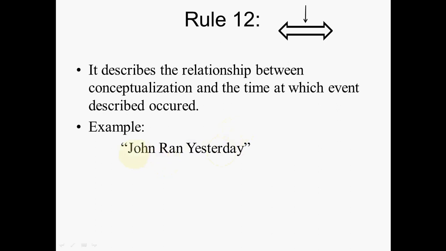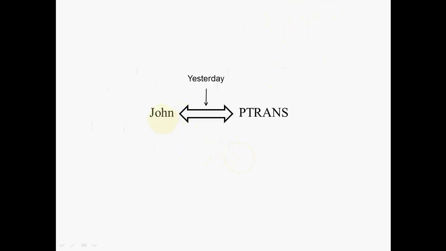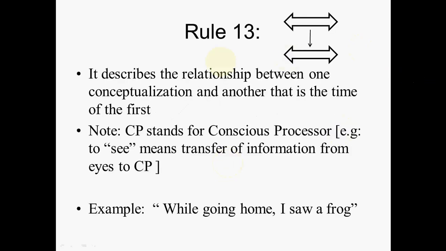So if it was only John ran, then you would have written John P trans and past tense. But now the exact time of running is also mentioned, that is yesterday. So for that this rule is used. So John P trans and when? Yesterday. No need to write past tense. Is it clear? Let's go to rule number 13.